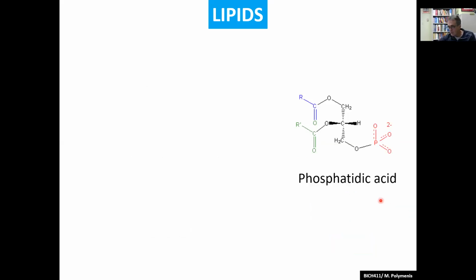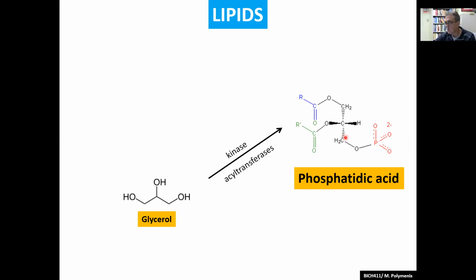If you have nothing there and you just have a phosphate on the glycerol backbone, so one of the positions is phosphorylated, the other two positions on glycerol, the hydroxyl groups, are esterified with two fatty acids. This is phosphatidic acid. You can easily make phosphatidic acid from glycerol. You have a kinase, you phosphorylate it, you have a glycerol 3-phosphate. We've seen this before, and then you simply esterify what's left, and you get phosphatidic acid, PA.